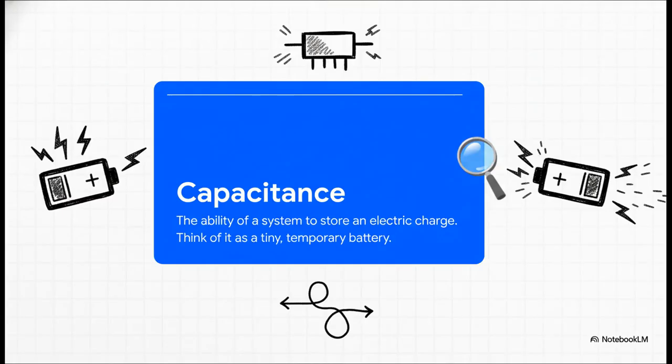So what in the world is capacitance? Well, in the simplest terms, it's just the ability to store an electric charge. The best way to think about it is like a teeny tiny invisible battery inside the component. Every time it needs to switch on, it has to charge this little battery up first. And every time it switches off, it has to drain it. And that process, it's definitely not instant.